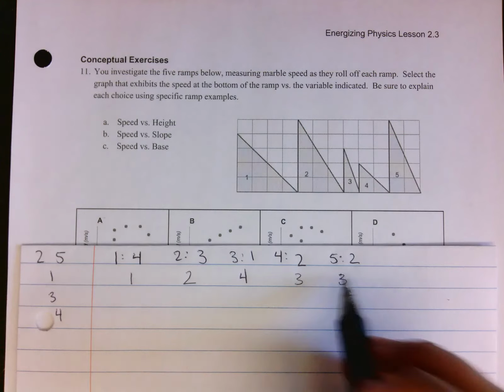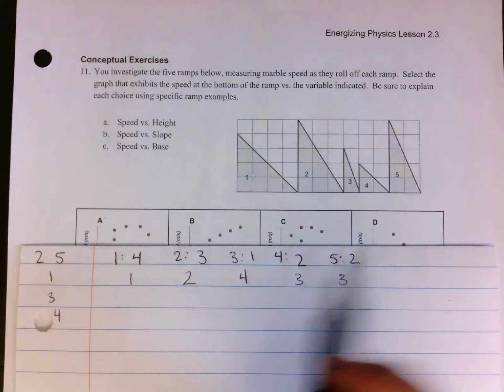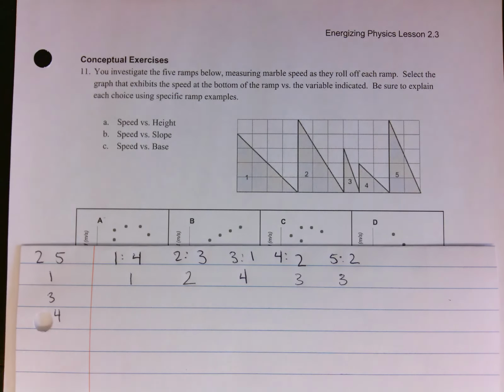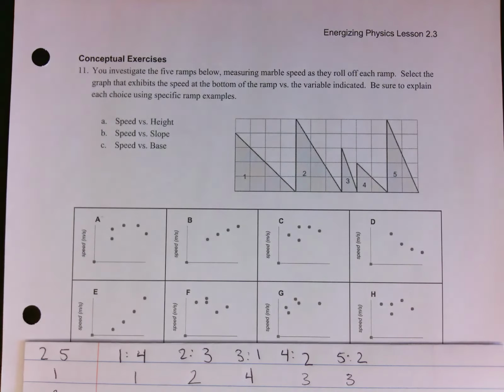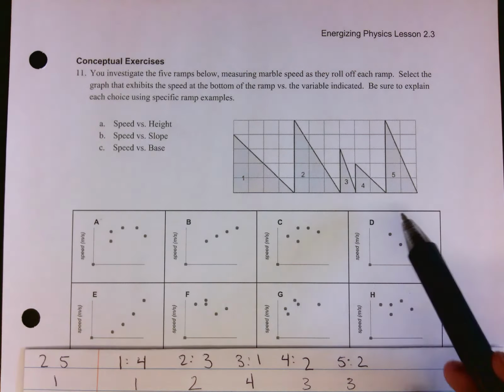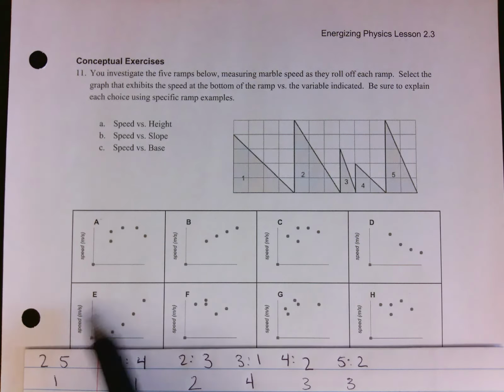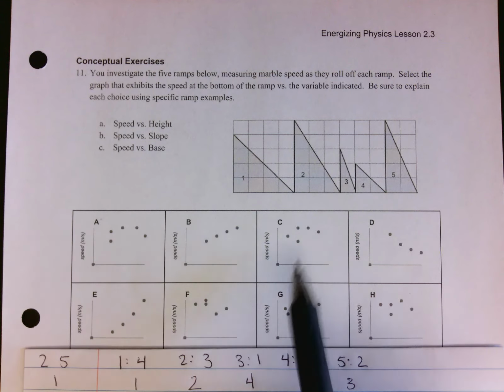Again, since these ramps both have the same base, we would see points on top of each other because they do not exhibit the same speed, but they do exhibit the same base. So if we're looking for a graph that represents these points, it isn't D, B, or E because it has 5 points. And it won't be G because we know that there are 2 points on top of each other. So it can either be A, F, C, or H.